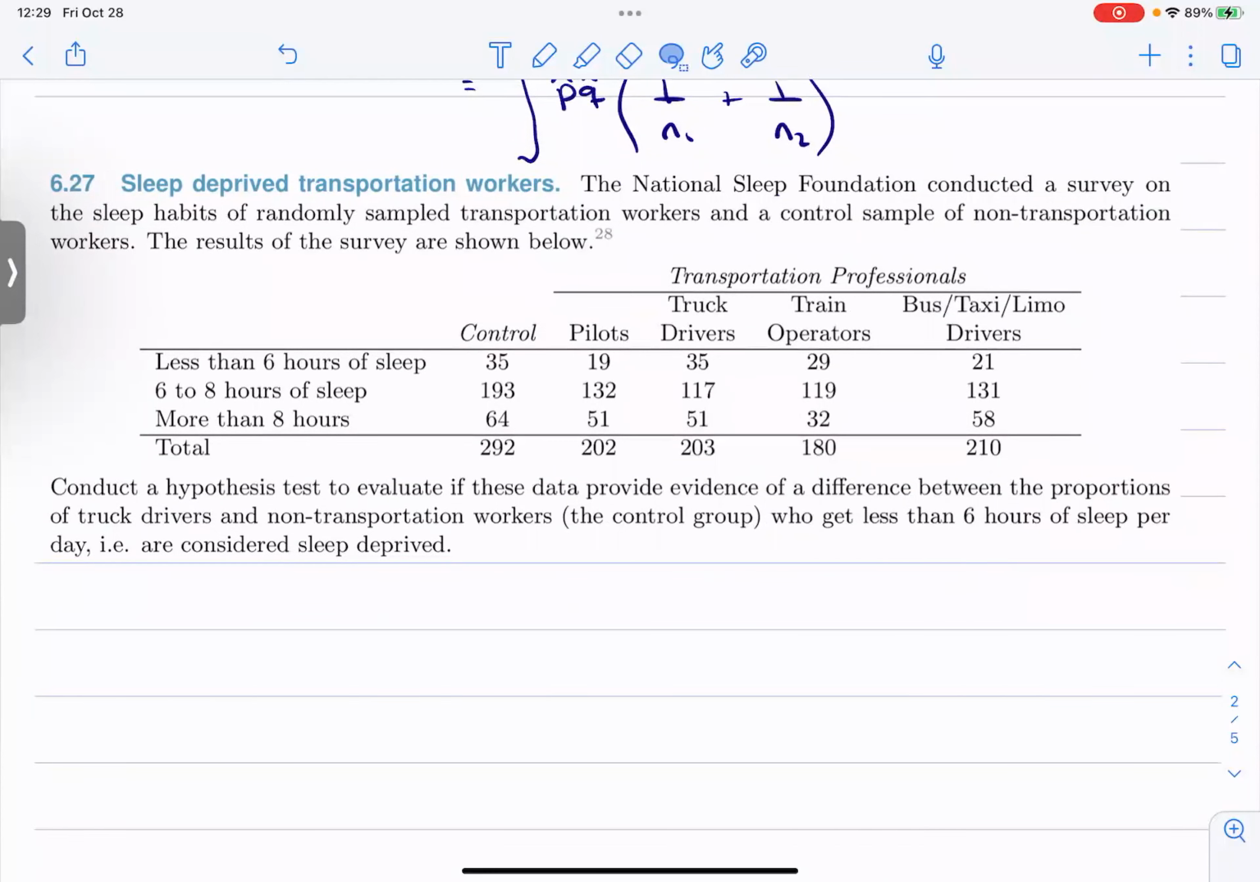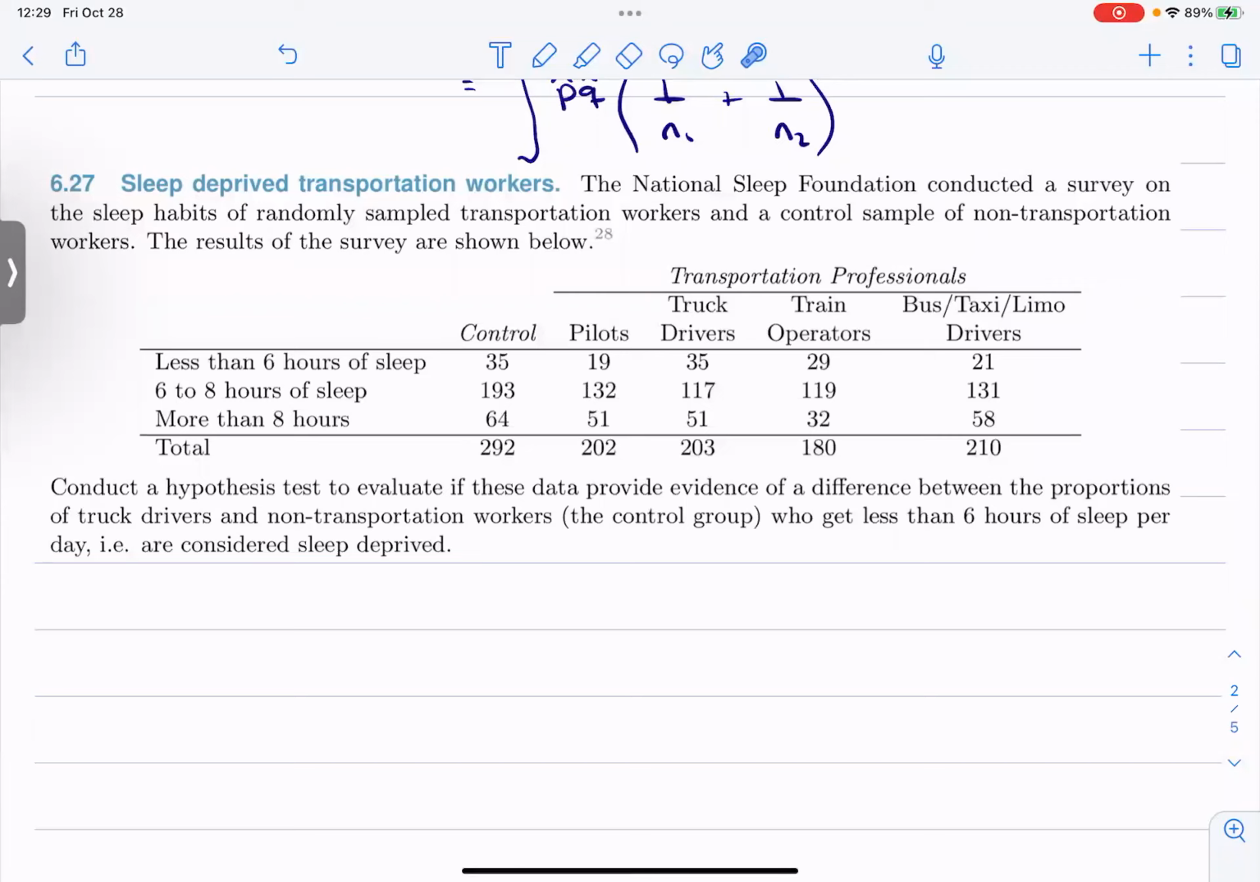The reason I chose this one to go through is because there's a ton of information here, right? And so that can be quite daunting to have to pick through and figure out what it is that I actually need out of this. And there are a ton of different hypothesis testing questions that we could ask, right? So let's just read the question. The National Sleep Foundation conducted a survey on the sleep habits of randomly sampled transportation workers and a control sample of non-transportation workers. The results of the survey are shown below.